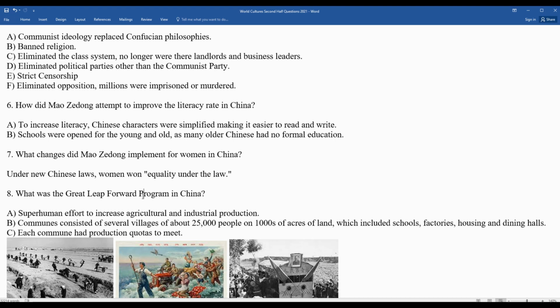Communes consisted of several villages of around 25,000 people on thousands of acres of land. This included schools, factories, housing, and dining halls, kind of like sub-communities within a broader community. And each commune had production quotas to meet.